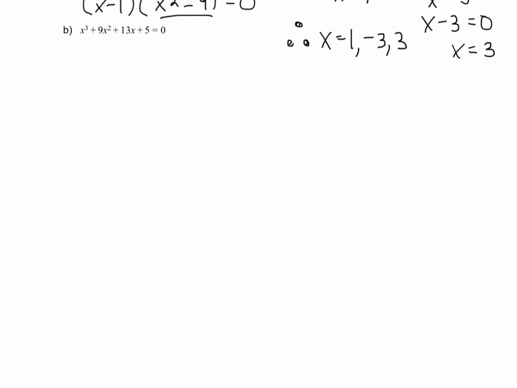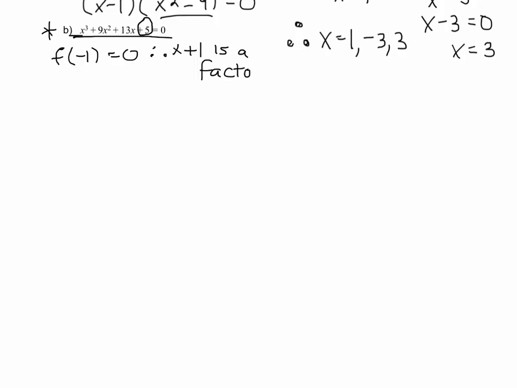Now, of course, it's not always going to be that easy, and we're likely going to have to do some long division. So this one here, x cubed plus 9x squared plus 13x plus 5 equals 0, is not easy to factor by grouping. We need to use our remainder theorem and our factor theorem to find a factor of this polynomial. So we're looking at values of plus or minus 1 or plus or minus 5. Since it's positive, if we plugged in f at negative 1, and I'll let you solve that, you should get 0. That means that x plus 1 is a factor.